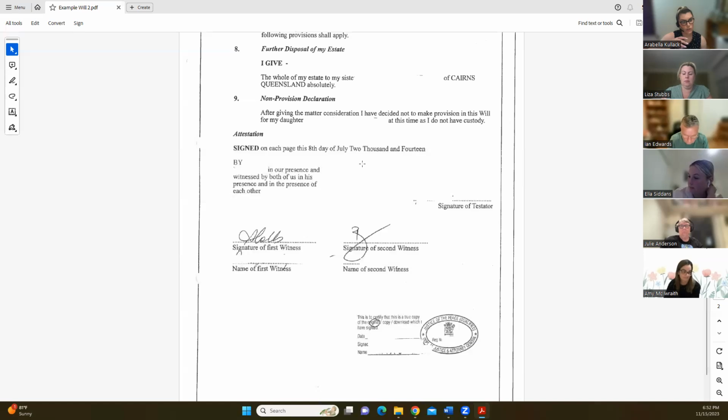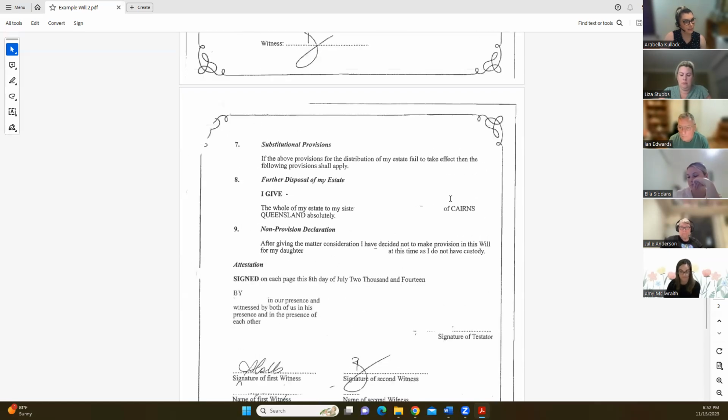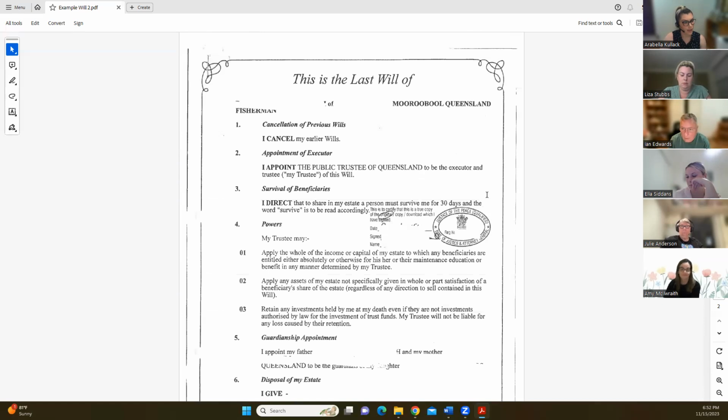So jumping ahead a little bit to the week 2 material where we're looking at a valid execution. Let's just pretend that that's been signed. So the will maker has signed the will in the presence of 2 witnesses on the 8th of July 2014. And you'll see that it's also been signed on every page.